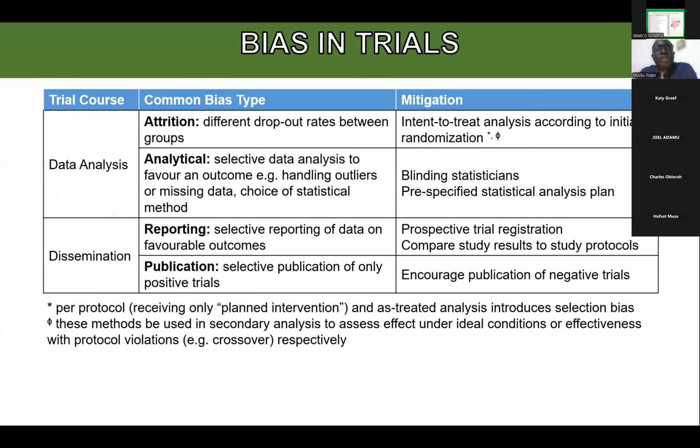There are a lot of them, like clinicaltrials.gov. I think Nigeria also has the Nigerian clinical trial data registry that can be employed to document some of these study protocols.